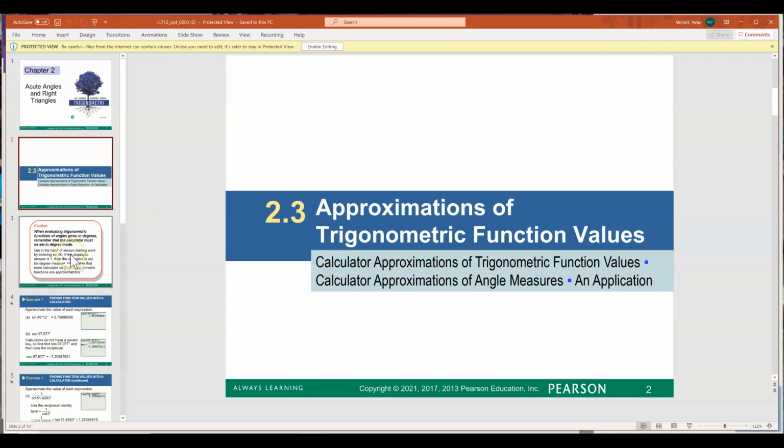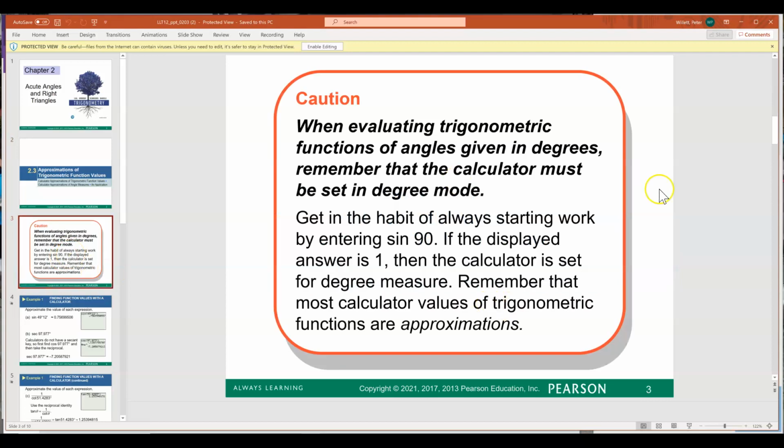So the first thing to point out is they give us this cautionary box here, because we've been looking at angle measurements in degree mode, in degrees. And it's also possible to express angles in another kind of measurement unit called radians. And we're going to learn about that and do that in this class. But so far in the class, everything is in degrees.